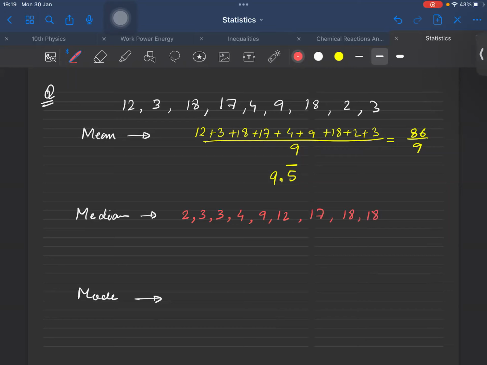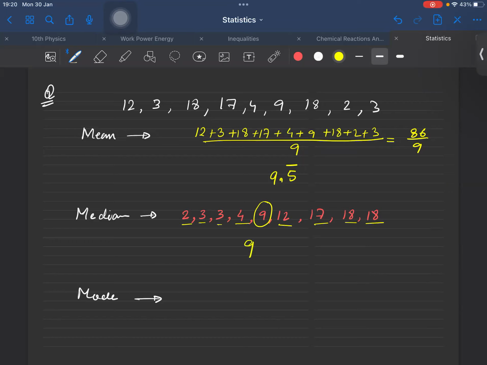Now what is the middle data? What is the middle number you can observe? These are an odd number of terms, right? With an odd number of terms, the middle one is relatively easy to find. It's literally the data in the middle. So 9 comes in the middle. 9 is the middle observation point, so the median is 9.